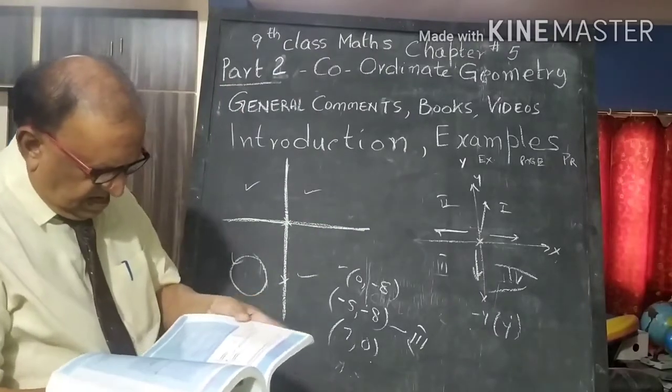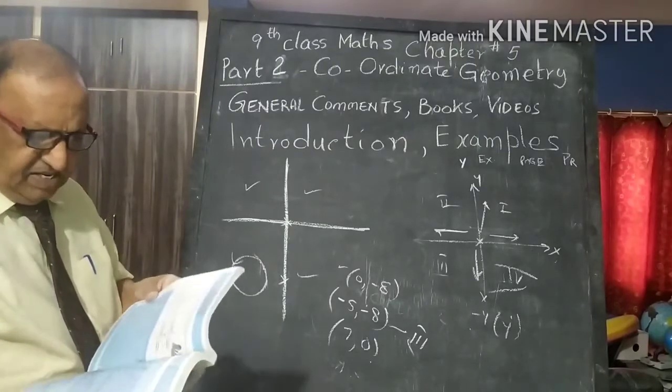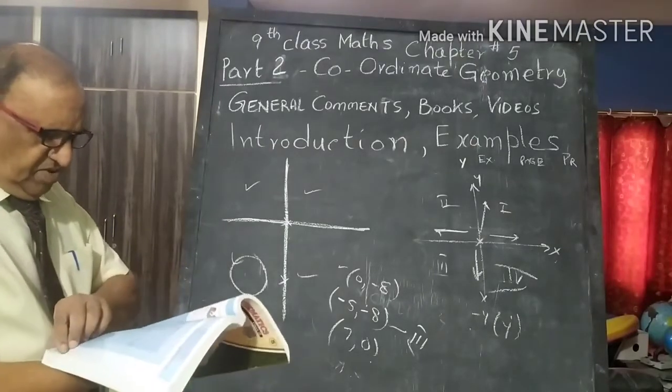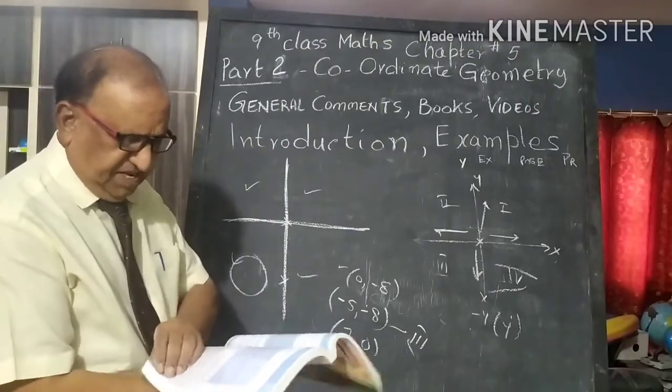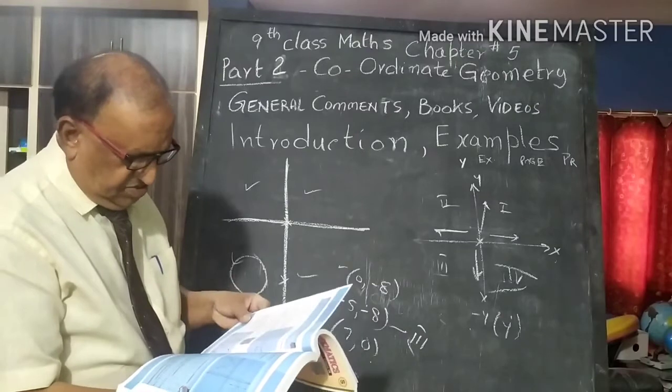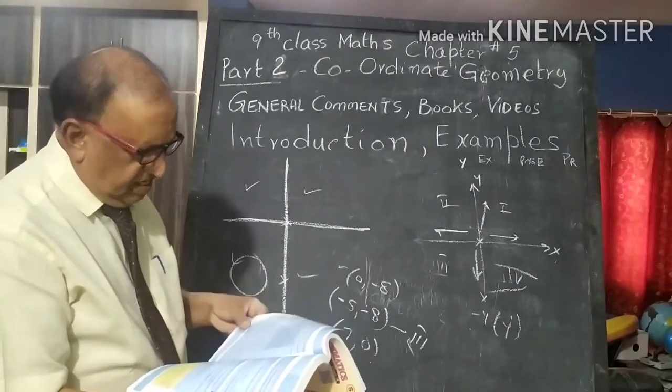Now, write the following based on the graph. There are some points here. You have to write down what is the ordinate and what is the abscissa. That's a piece of cake. I don't think I need to explain that very well. You already know that.